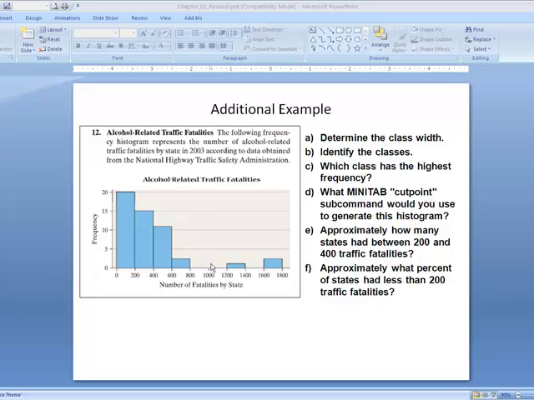And now we can identify the classes: 0 to 200, but not including 200. So you could say 0 to 199, because these are fatalities, either you're dead or alive, so it's pretty discrete there. 200 to 399, 400 to 599. But again, another way you could say it is 400 to 600, not including 600, if this were truly continuous data. So they'd ask us, which class has the highest frequency? Well, that just means which one has the highest bar. Well, we would say the class that has the highest bar is between 0 and 200 fatalities. 20 states had between 0 and 200 fatalities.